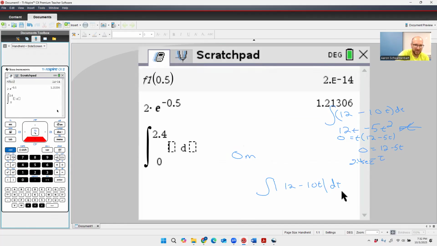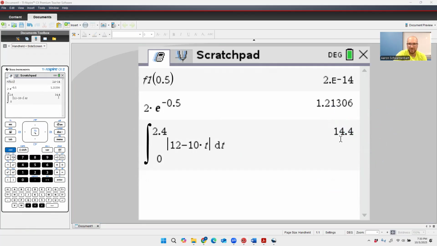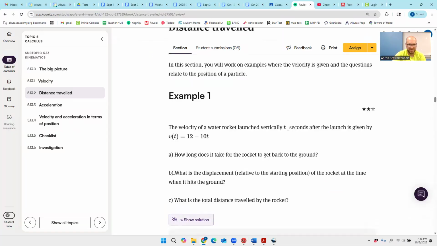Take the absolute value. And you can use dt for this. Yeah, 14.4. They get the same value, splitting it as you do on the calculator. So that is perfectly valid. Either way works. Both ways are relatively easy.